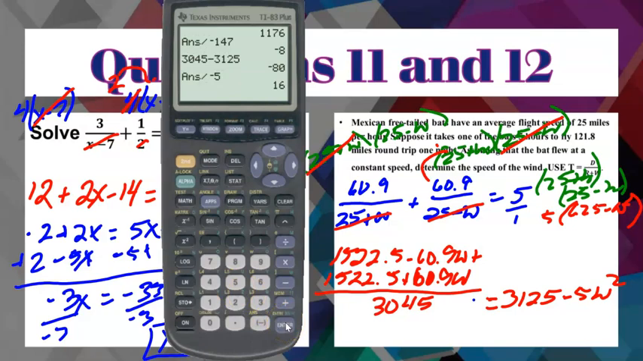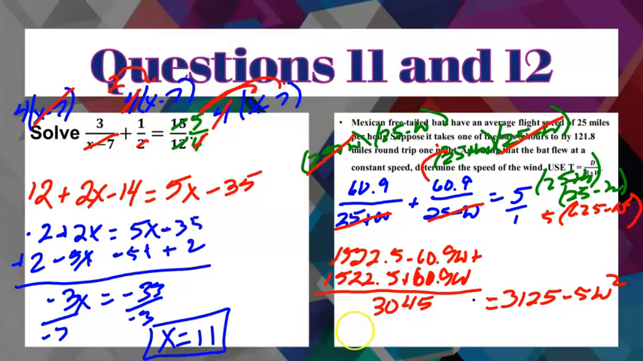So now I have 16 equals W squared. Now I gotta think, how do I undo a square? So to undo a square, I find the square root. Now the only wind speed that would make sense would be the positive root, which would be a positive 4 miles per hour. So that is our review on rational functions.